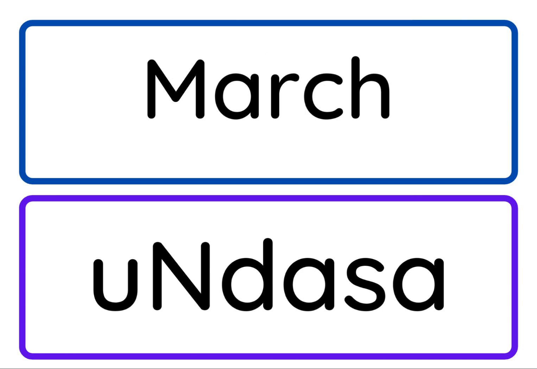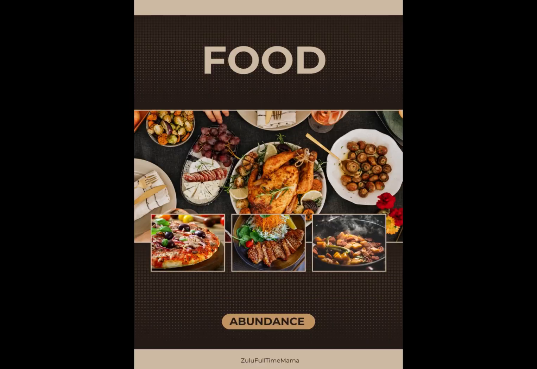March is undasa. Ndasa means well fed. This is when there is food abundance and there is no lack of food. There is more food than anything else during that time.